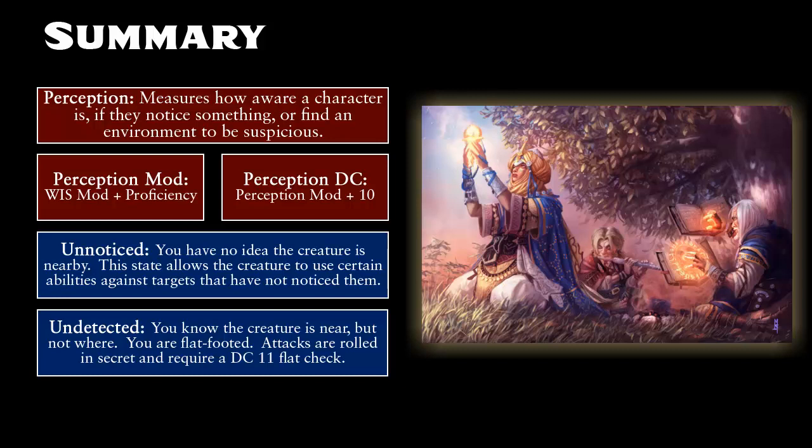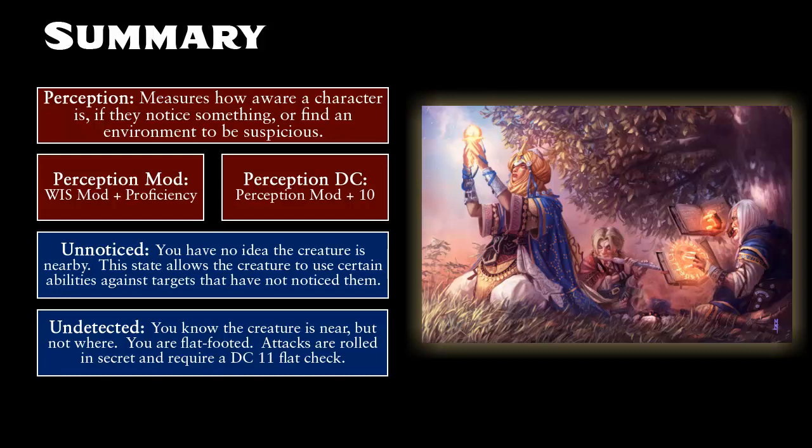When a creature is undetected, you are flat-footed against its attacks, and since you do not know where the creature is, you cannot attack it directly, but may choose to attack the space where you think it is. When doing so, the GM rolls your attack for you in secret along with a DC 11 flat check. The results of this check, being if it is a success or a failure, is not revealed to the player. The player is only told if they hit something or did not.